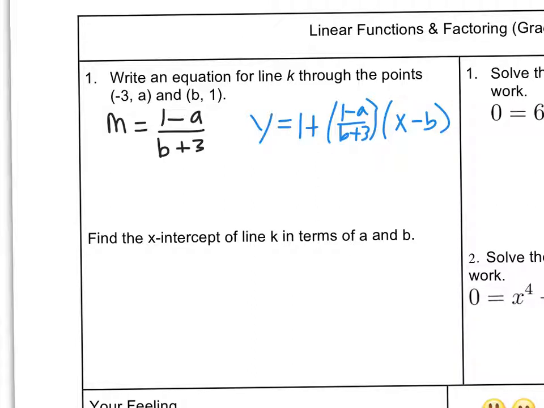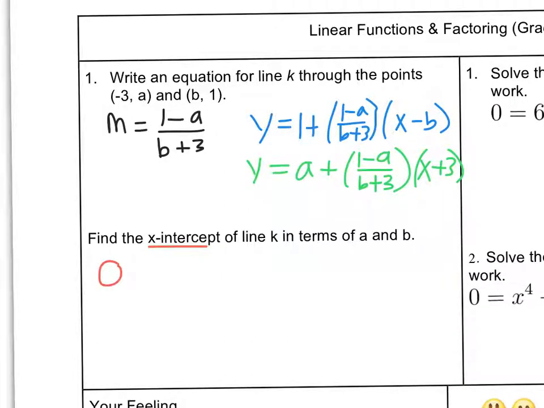Or if you prefer, you could use the other point, negative 3 comma a, and that would end up with something like y equals a plus 1 minus a over b plus 3 times x plus 3. Either way, I've got to choose one of these in order to find the x-intercept. I'm going to choose the first one because that's what I wrote first. And x-intercept means that y is equal to 0.